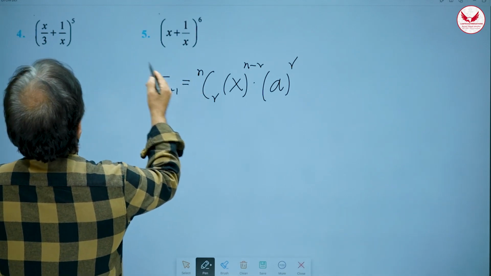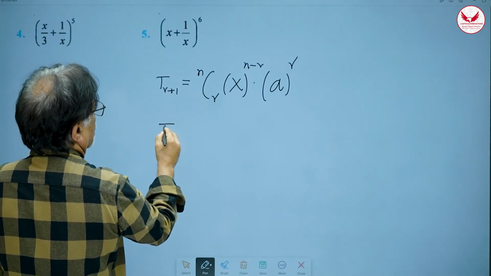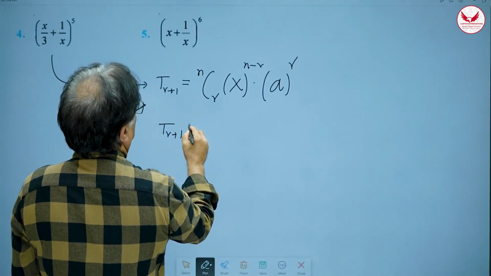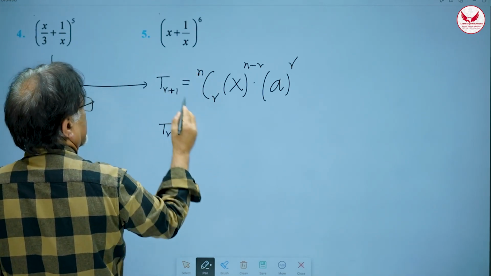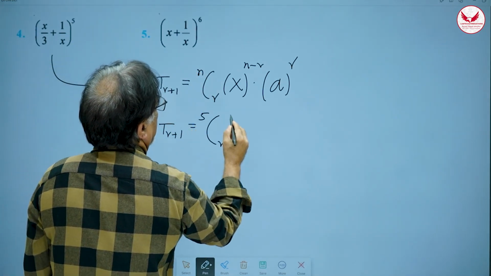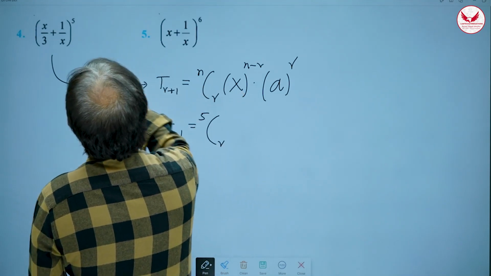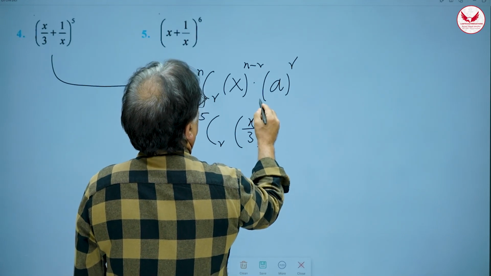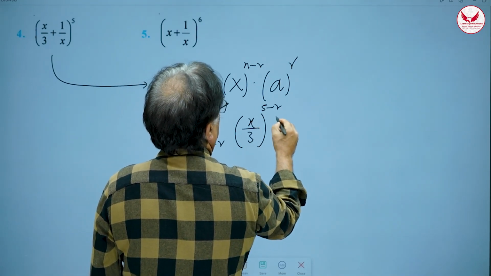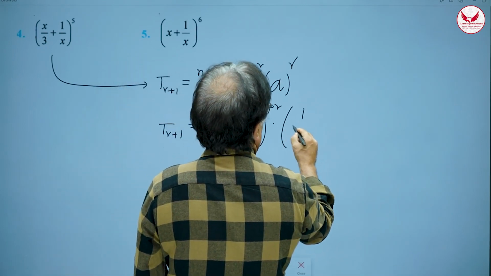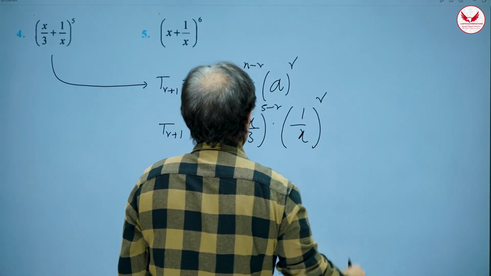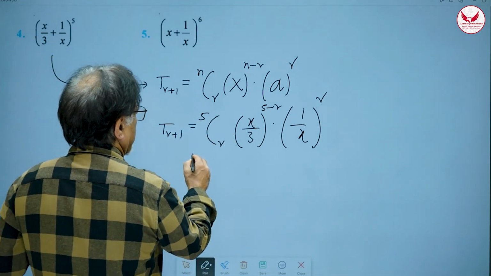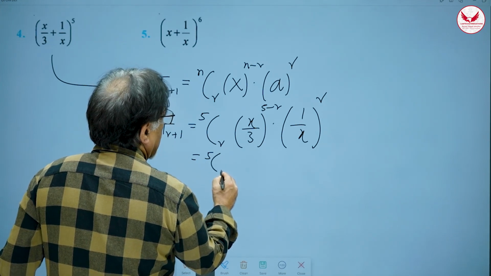So in this case, certain things we already know. So T r plus 1 in case of this problem, the value of n is known, it is 5, right? So 5Cr, right? Now this capital X is the first term. That means it will be what? x upon 3, right? Into n minus r, which is 5 minus r. And the second term is 1 upon x raised to what? r. Whatever simplification I have to do, I'll do it here only. And then I'll keep on writing the terms. So let us see. This is 5Cr, right?